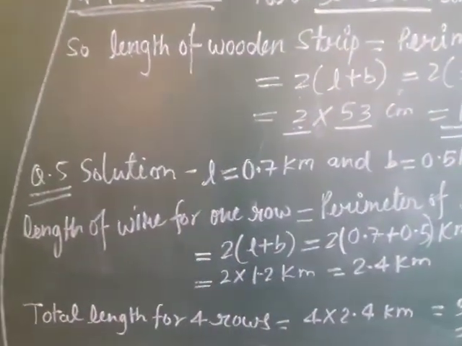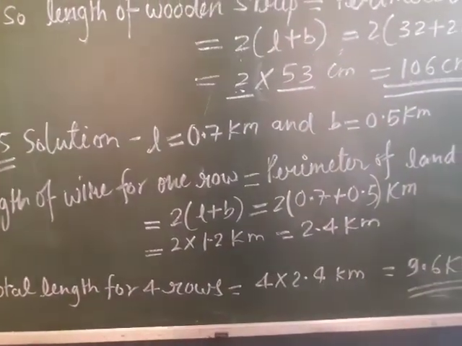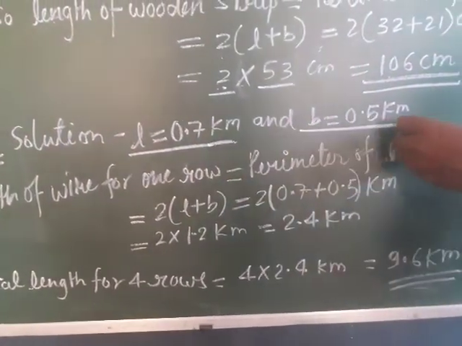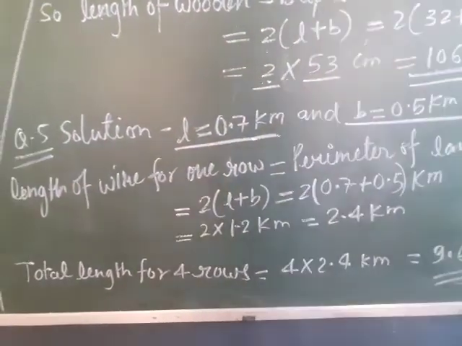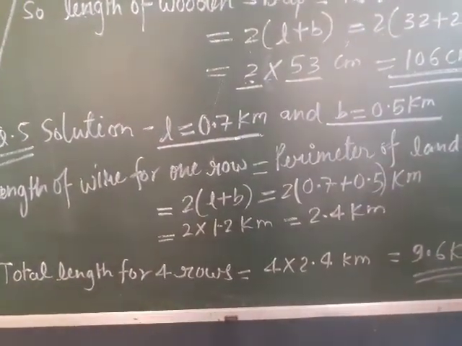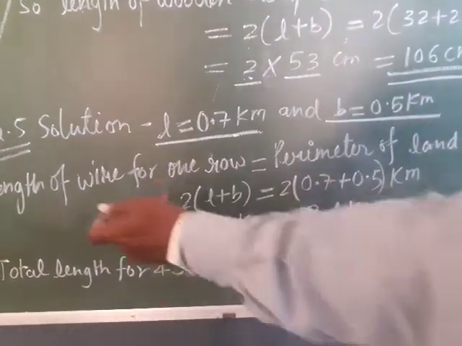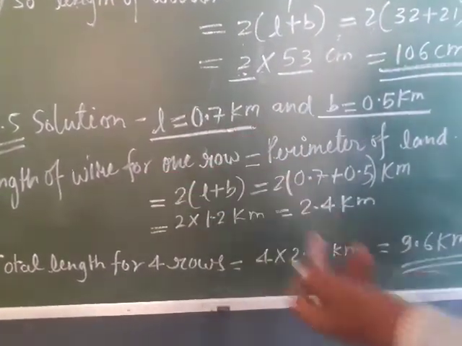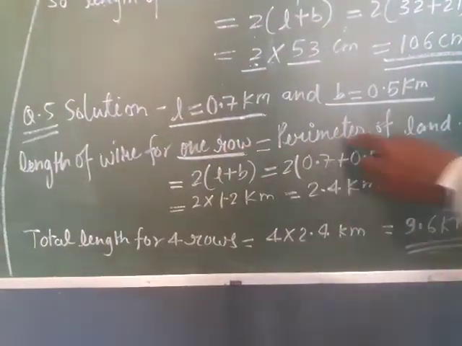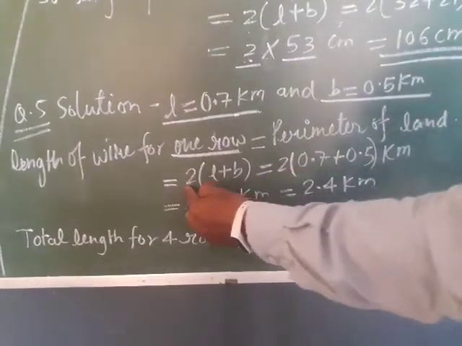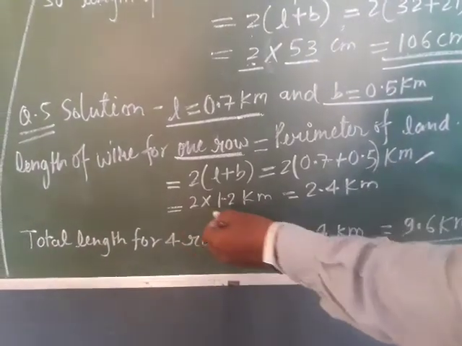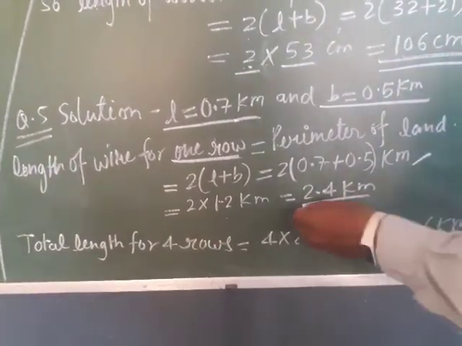Now going to the question number 5. Here in question number 5, one piece of land is given whose length is 0.7 kilometer and the breadth is 0.5 kilometer. And we are going to take 4 rounds of wire. So we have to find out the length of the wire required. So first of all we have to check what length will be required for 1 round. For 1 round it is equal to the perimeter of the land. So it will be 2 bracket L plus B. That means 2 bracket 0.7 plus 0.5 kilometer. So it will be 2 into 1.2. Then the answer will be 2.4 kilometers.